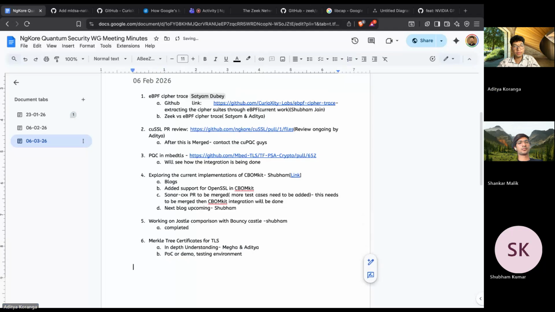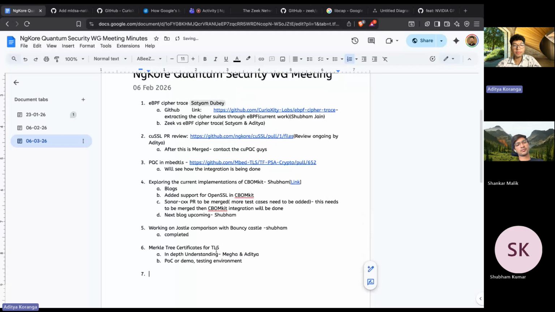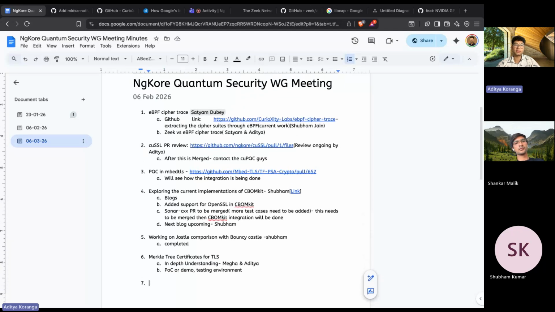That's pretty much what we are going to do in the Merkle tree certificates for TLS. Any questions?